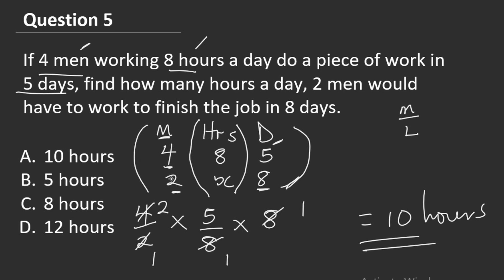So let's read the question and then insert the answer. If 4 men working 8 hours a day do a piece of work in 5 days, find how many hours a day 2 men would have to work to finish the job in 8 days. So 2 men have to work 10 hours to finish the job in 8 days. The right answer is A.